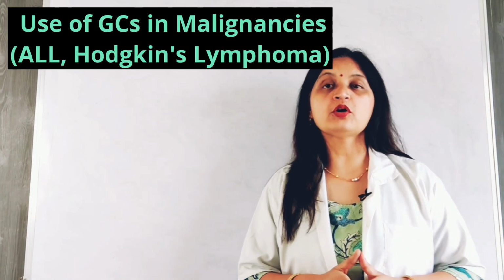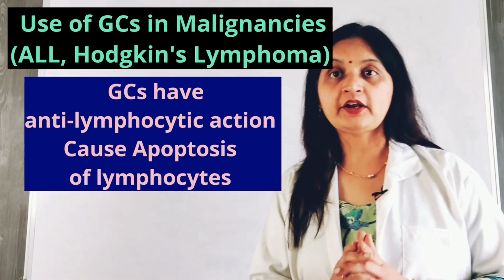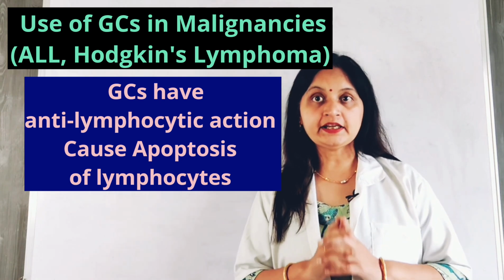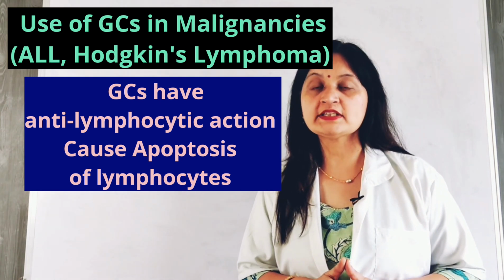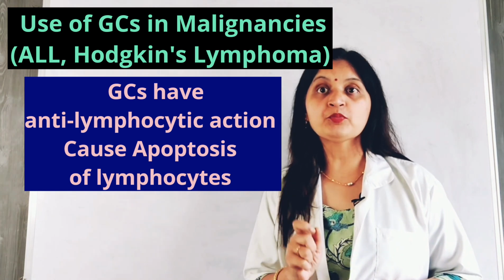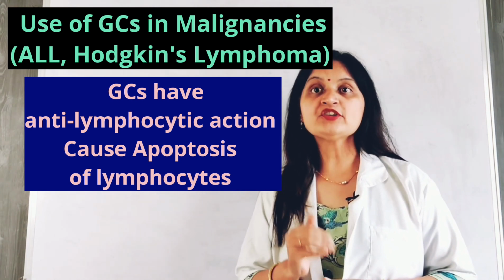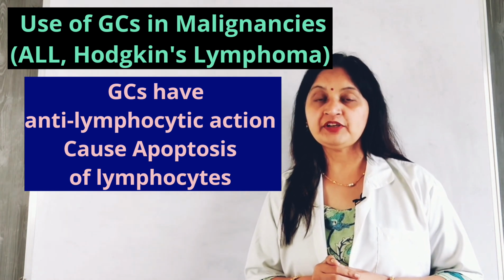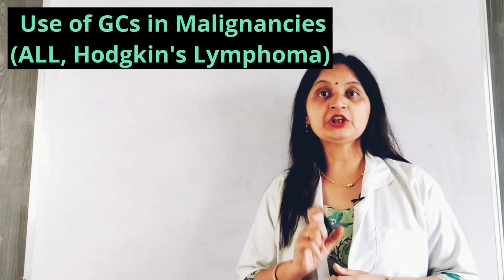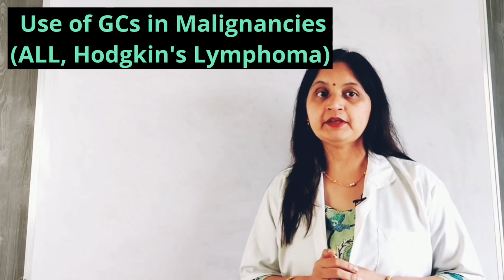Next is the use of glucocorticoids in malignancies. One of the major actions of glucocorticoids is that they decrease the number and function of immune cells. They have an anti-lymphocytic property. They cause apoptosis of lymphocytes, which is why they are very useful in the treatment of lymphomas, Hodgkin's lymphomas, or acute lymphoblastic leukemia.